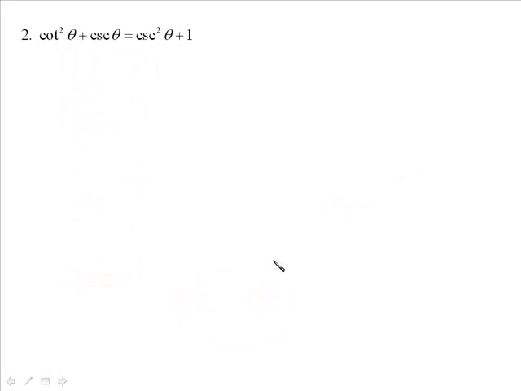So here we have cotangent theta plus cosecant theta is equal to cosecant squared theta plus 1. So we actually have two different trig functions, and to make it worse, one of them has two parts, a quadratic, the cosecant squared, and just the linear variable. That's not good. But when you take a look at your formula sheet, you will see that there is a trig identity that links cotangent squared and cosecant squared. And that's the one we want to go with.